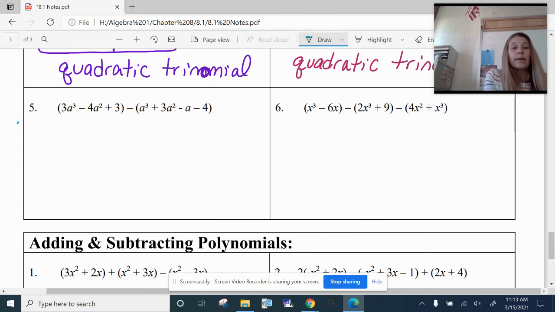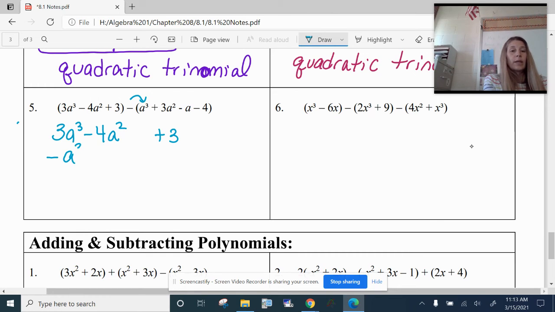Okay, number 5, I have a cube this time, followed by a square, followed by a constant. So it is in standard form. There's no single a term there, so we might want to keep that in mind. So sometimes in that situation, it's a good idea to write this and just leave a little space where there might be something. Now I'm going to subtract a cubed. So I'm lining that up under my other a cubed.